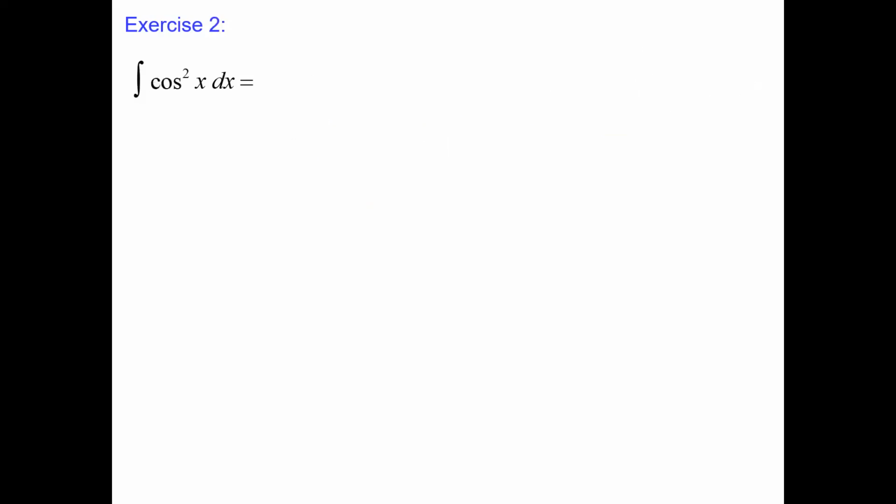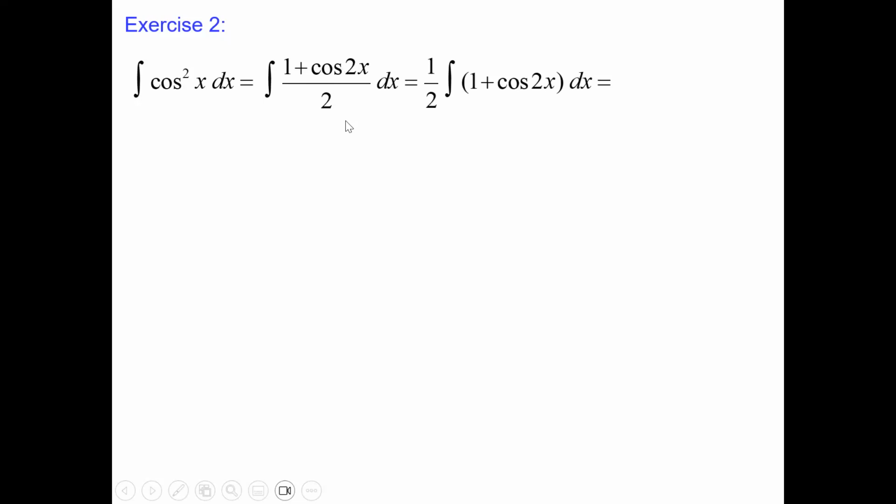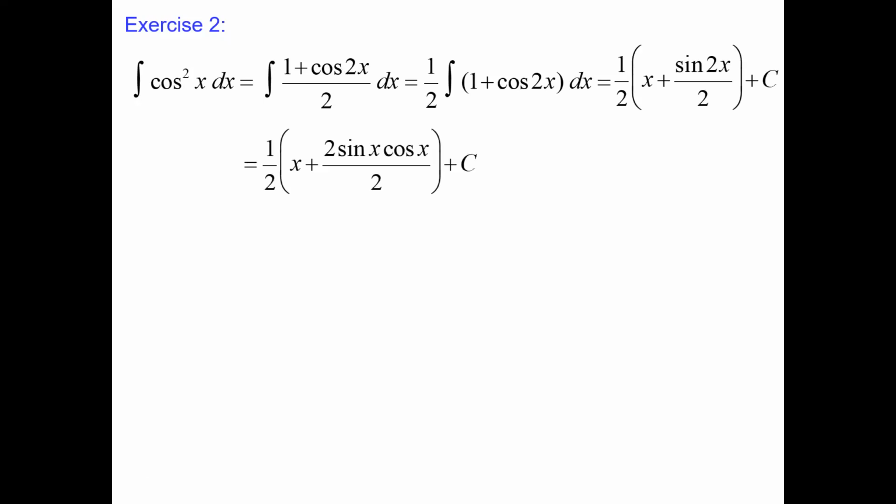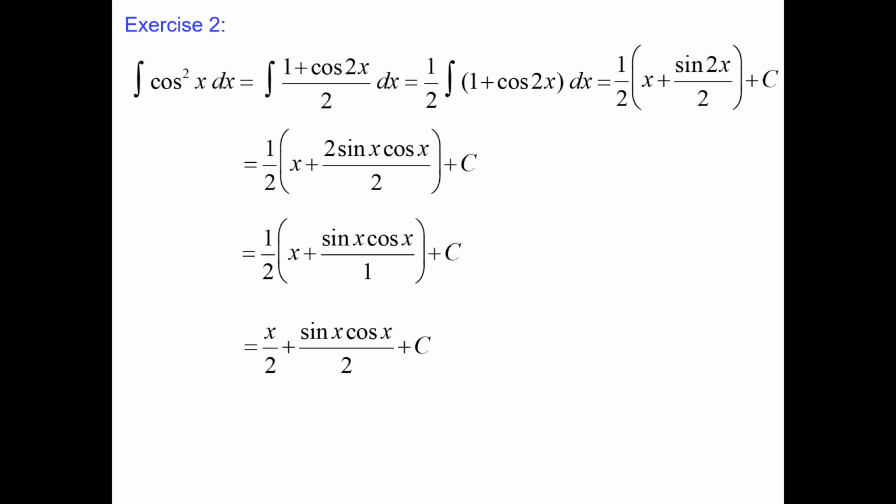Exercise number 2. We can see the same thing, cosine square of x. Actually, I will just repeat what we did for exercise 1. Instead of subtraction, we will have addition, 1 plus cosine of 2x over 2. Factor out 1/2, integrate 1 and cosine of 2x, use the double angle formula for sine of 2x, dividing 2 by 2 is 1, distributing 1/2, and that's the final answer.